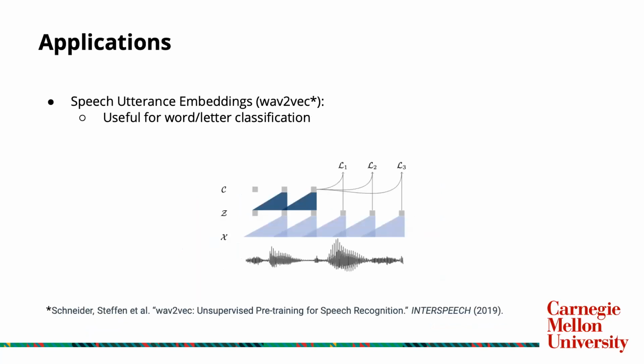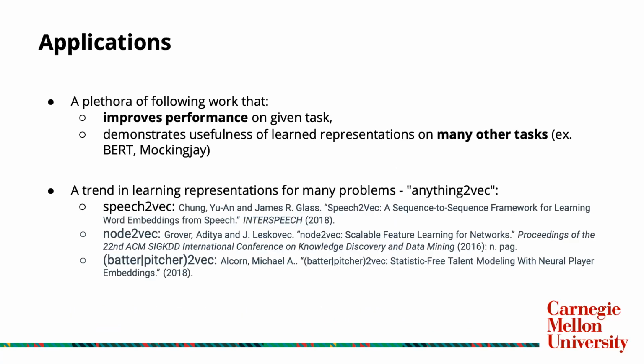You can also do this in the speech domain, but instead of using MEL spectrograms as we've been doing in this course, you can directly look at the waveform of speech, the raw waveform, and come up with some representation that makes downstream tasks such as word classification or letter classification much easier. And so there's been a trend of a plethora of work following this sort of representation learning literature, where the new proposed method improves performance on the given task, and typically also demonstrates usefulness of this learned representation on many other tasks than whatever the baseline did.